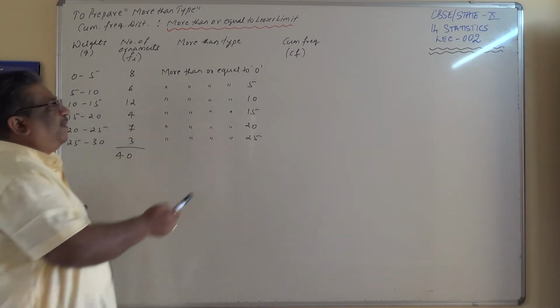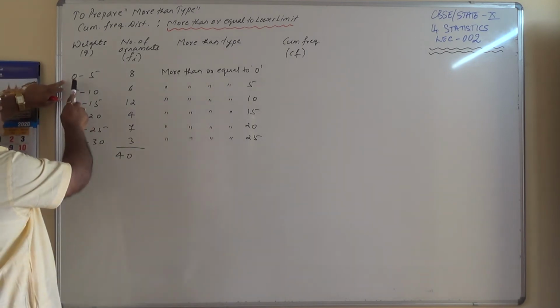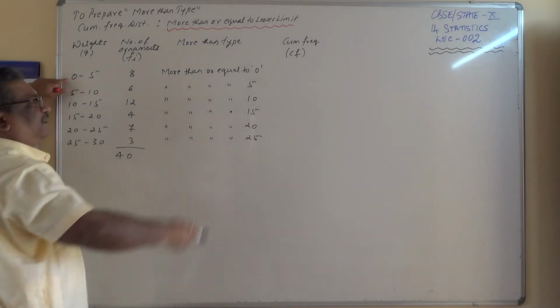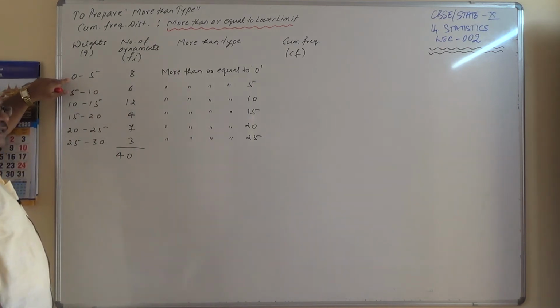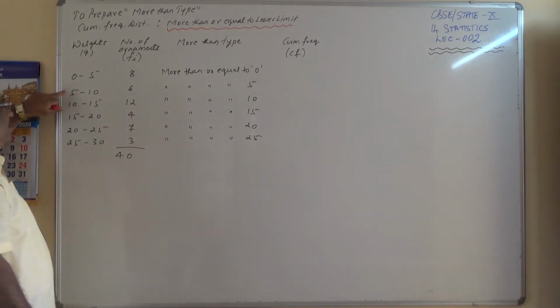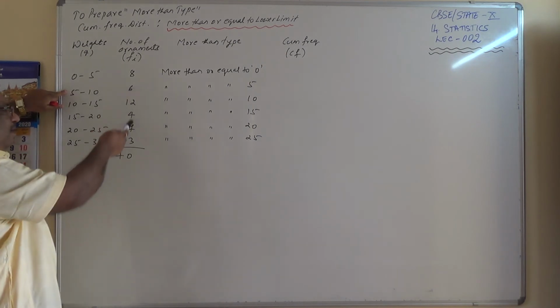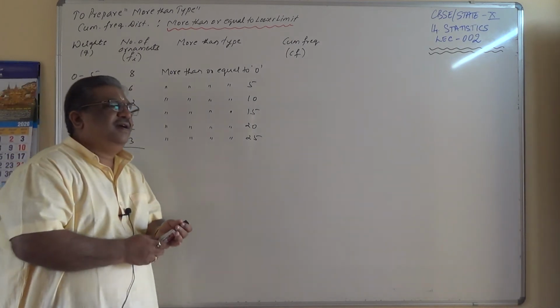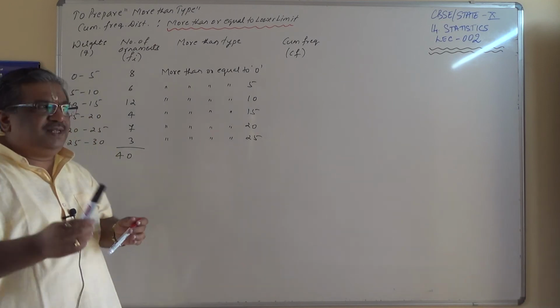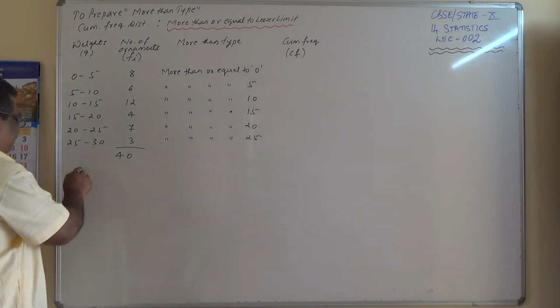Next, how to prepare the cumulative frequency? Look here, more than or equal to 0 grams. That means more than 0 grams. How many articles are there in total? Total articles I have to add from there to here: 40 articles are there. And for more than 5 grams, from here to all this I have to add. More than 10, from here to all this I have to add. So, how to prepare this chart? Please remember, I adopt one principle called bottoms up.